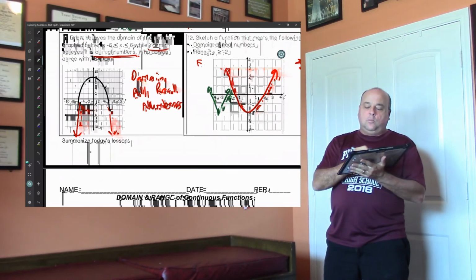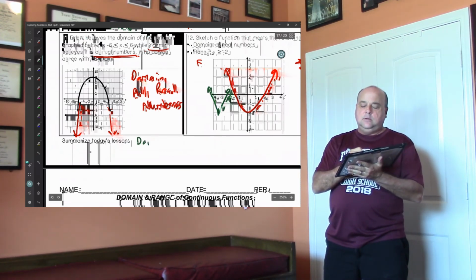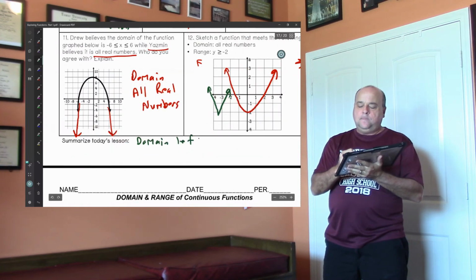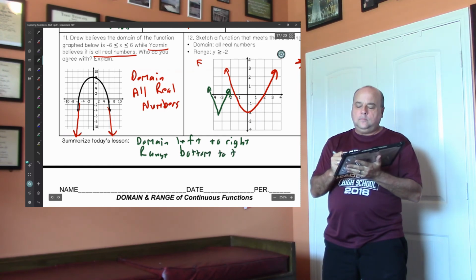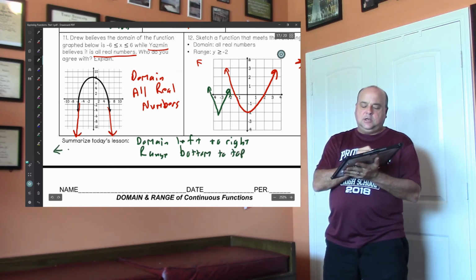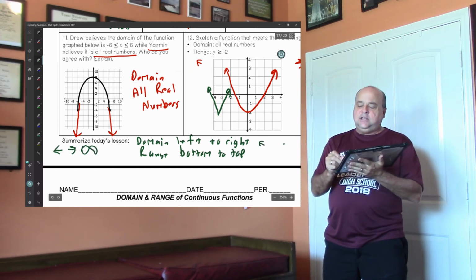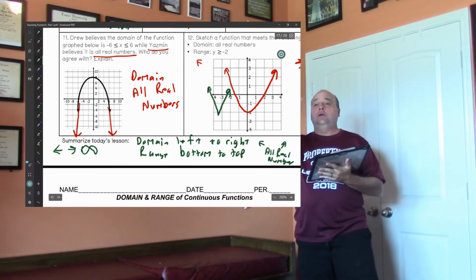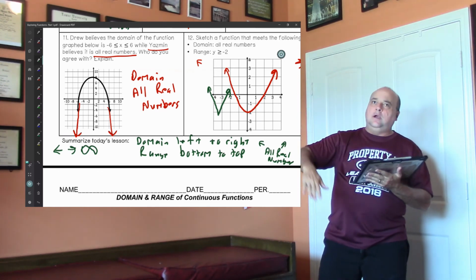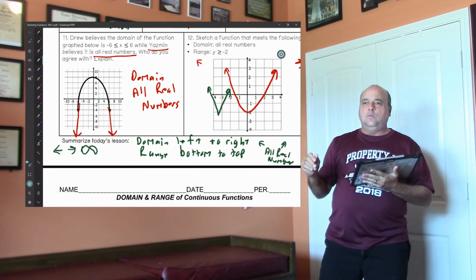Okay, so to summarize today's lesson: you write the domain from which way to which way. Domain is left to right, and the range is from bottom to top. An arrow tip is going to turn into an infinity, and arrow tips on both sides will be all real numbers, right? So you learned about all real numbers today. That's when the arrow tips go both ways, and if the arrow tip goes one way, it's going to go out to infinity, won't it?